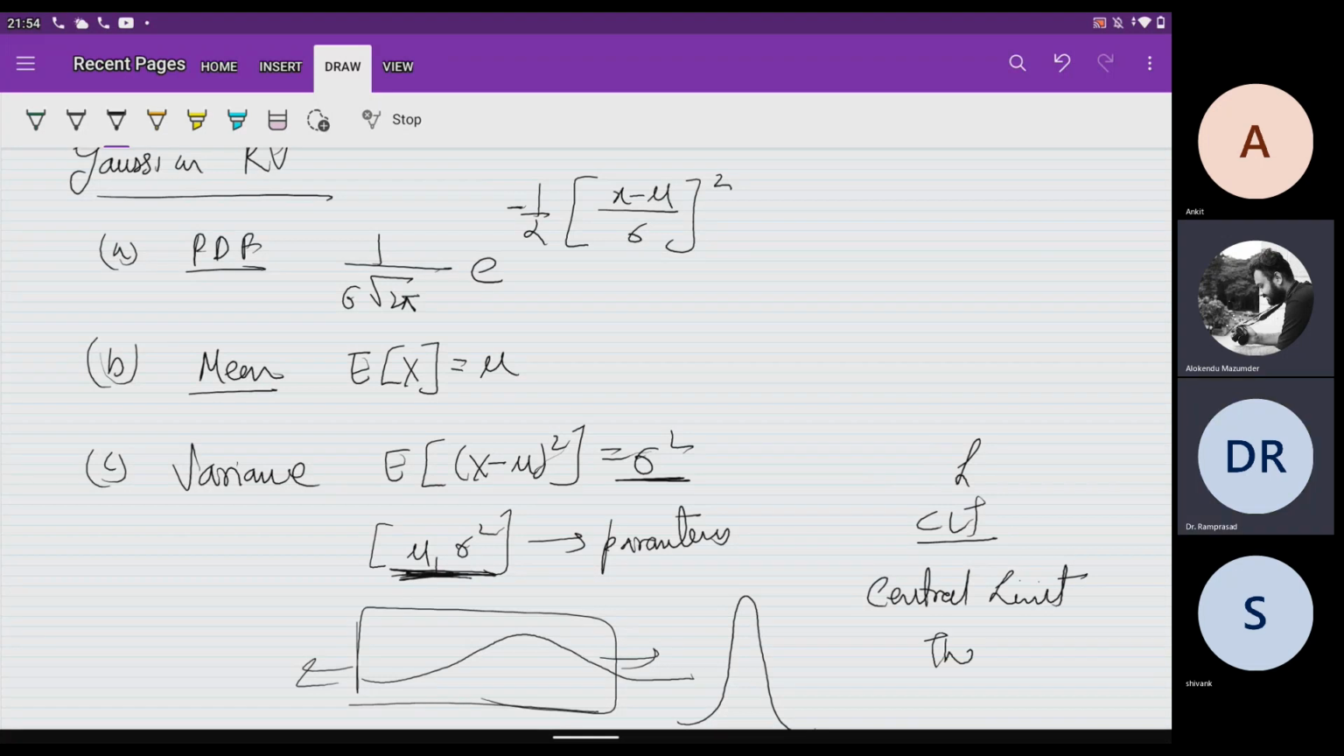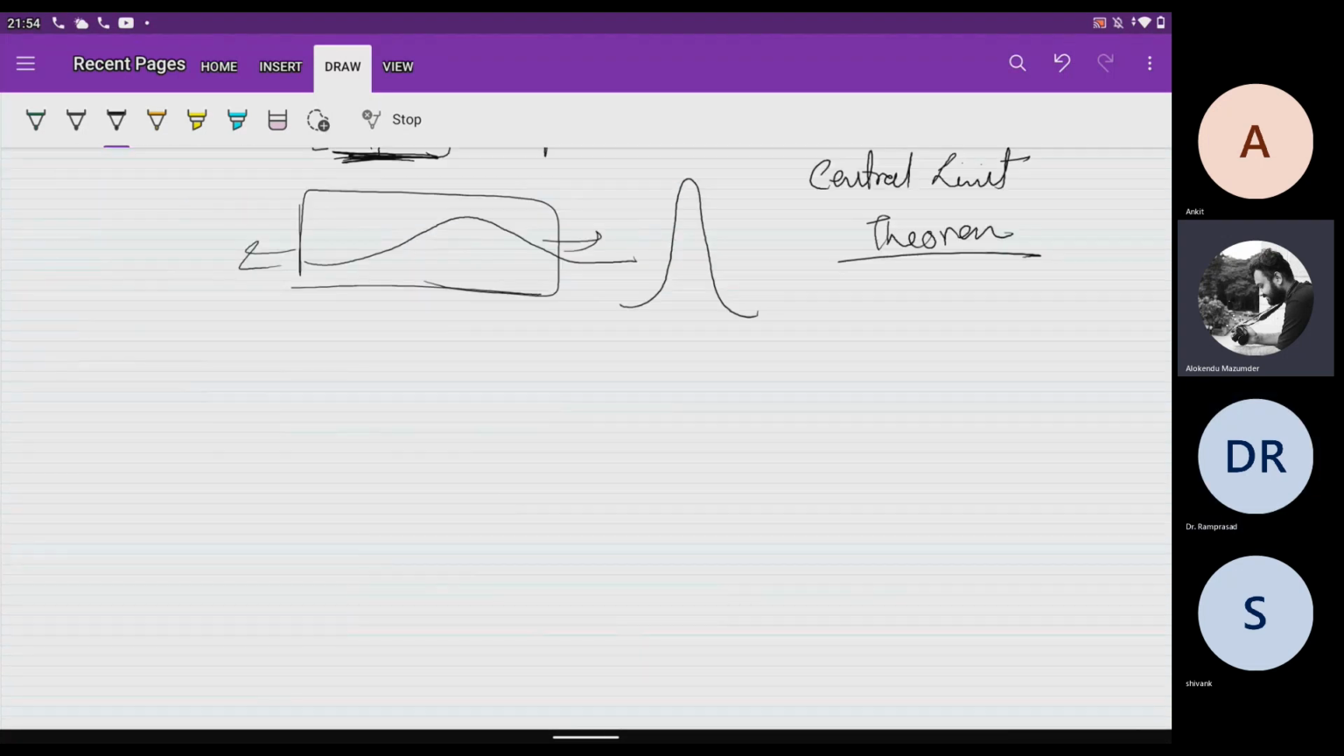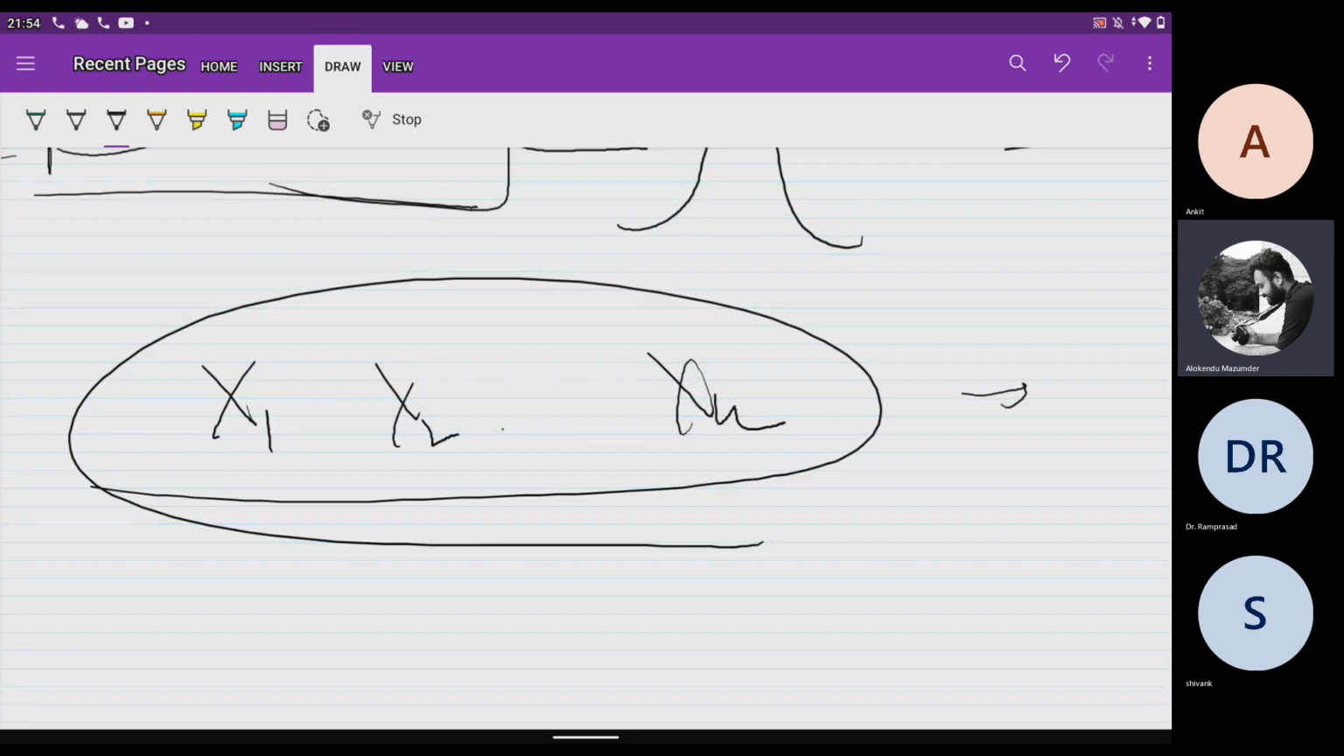The central limit theorem says that when you have a number of random phenomena occurring, let's say x1, x2, up to xn are random phenomena occurring within some closed space or environment. Now, if you observe all these phenomena at once, that particular thing will follow a Gaussian distribution.